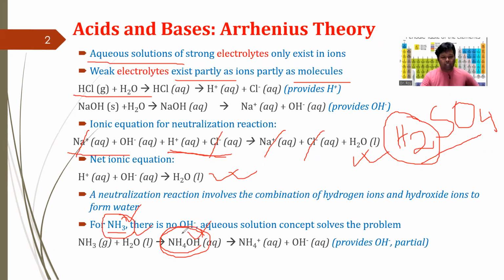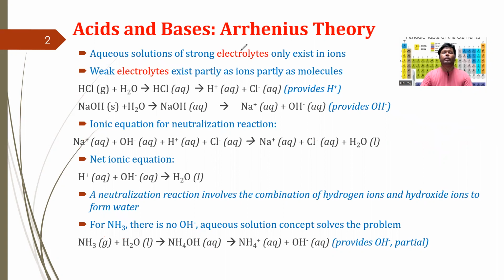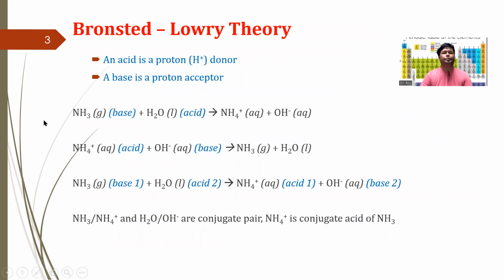So this ammonium hydroxide can be considered as a base, and when it is ionized, we get NH4 plus and OH minus. So we can easily understand that NH4 plus can be considered as an acid, and OH minus can be considered as a base. So here we have seen how we can have an idea about acids and bases, and how we can dissolve them into water to give H plus or OH minus.